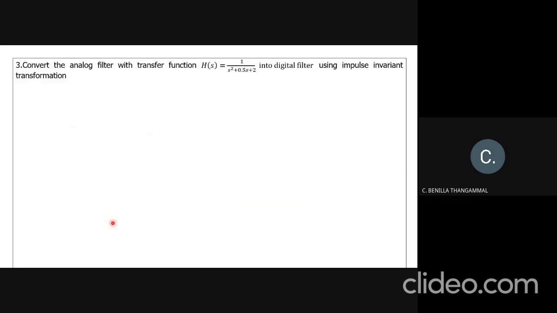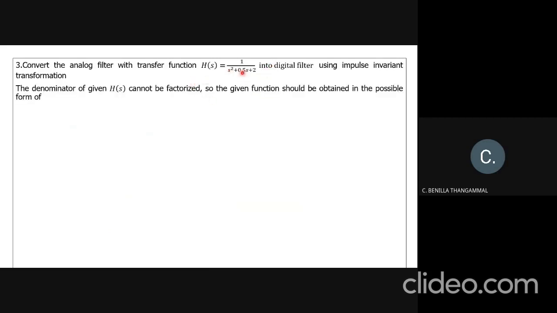Convert the analog filter with the transfer function H of s equal to 1 divided by s square plus 0.5 s plus 2 to a digital filter using the impulse invariant transformation. So here we can see that the denominator of your H of s cannot be factorized. So obviously the H of s will fit into either (s plus a) divided by (s plus a) whole square plus b square, or b divided by (s plus a) whole square plus b square. But here in the numerator we don't have any s. So obviously it will fit into b divided by (s plus a) whole square plus b square. And you know the formula here.